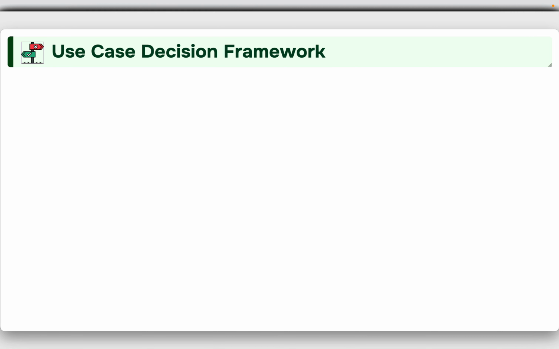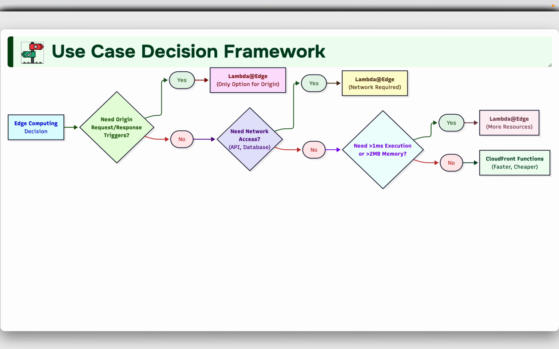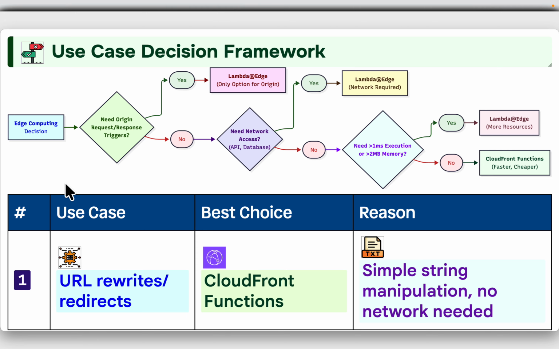So, use case decision framework. I'll just cover it one by one. So here, for example, the edge compute decision. I'll just take the first item. For example, if you want URL rewrites and redirects, use CloudFront functions. This is a simple string manipulation that requires no network access and runs in less than 1 millisecond. So if you want rewrites and redirects, then only this one, because there is only string manipulation required.